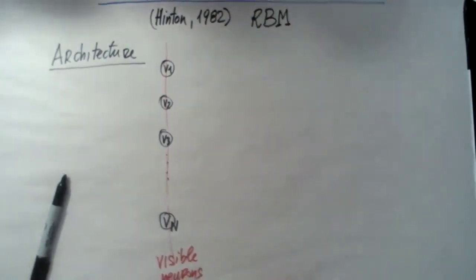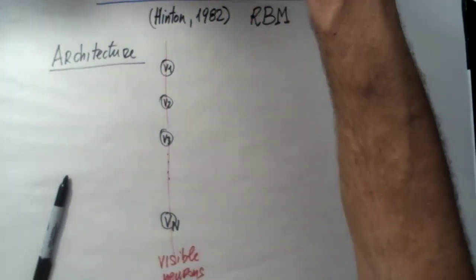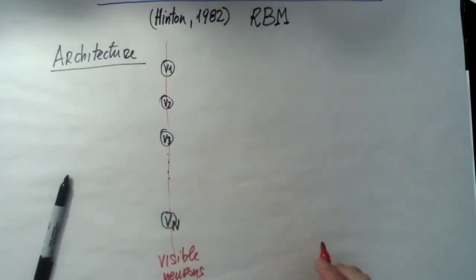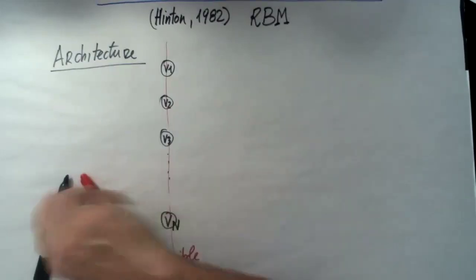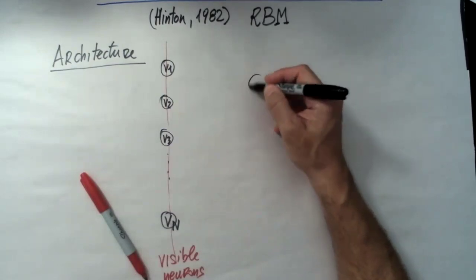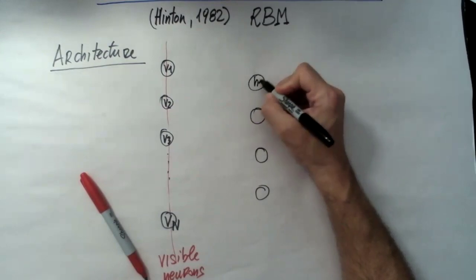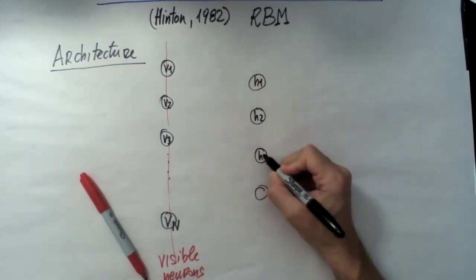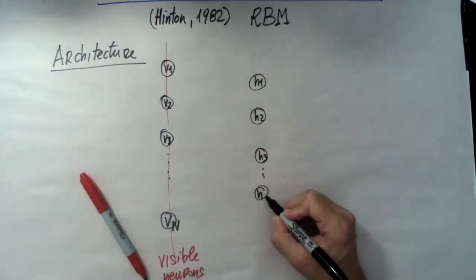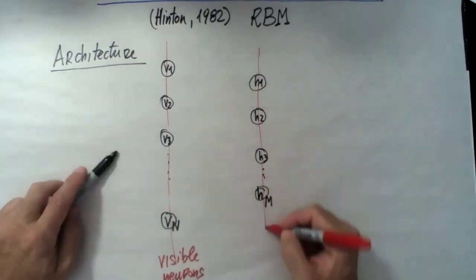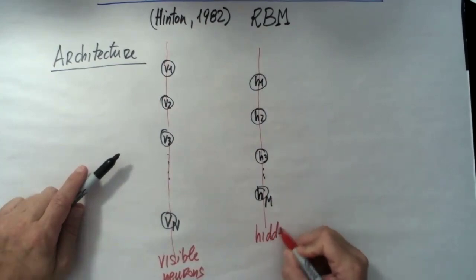And then we have another layer of hidden neurons, H1, H2, H3, HM. And so these are basically the hidden neurons.